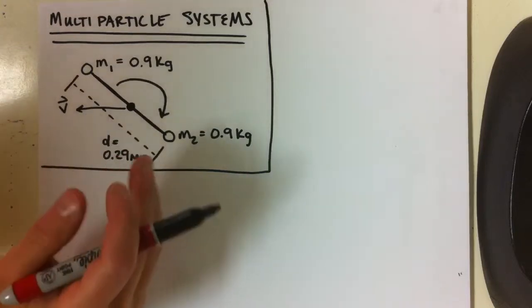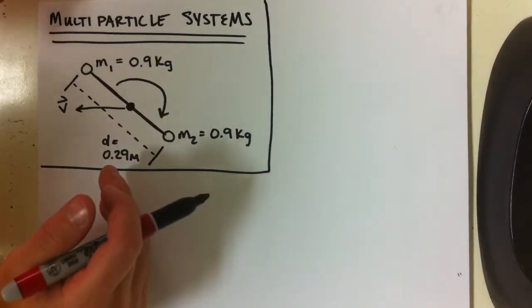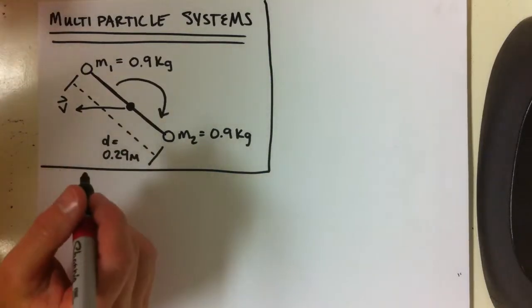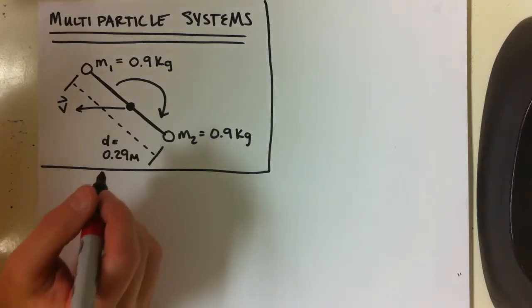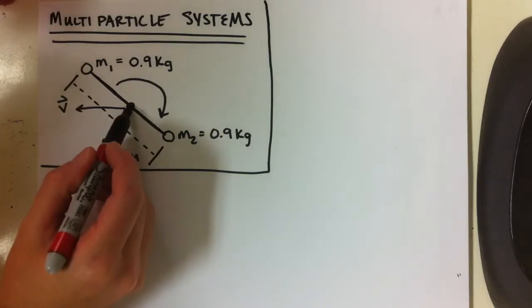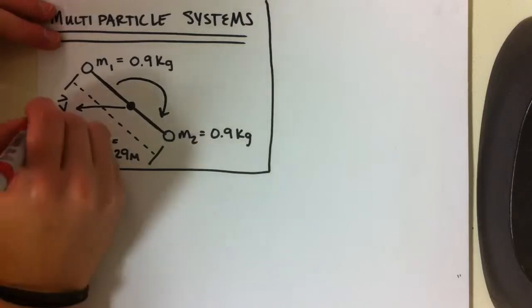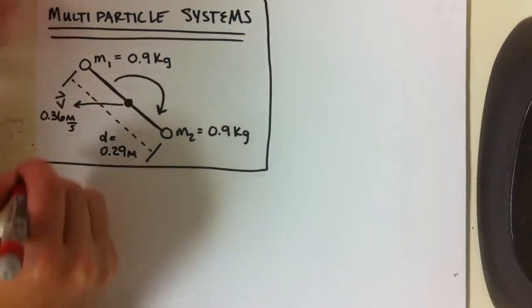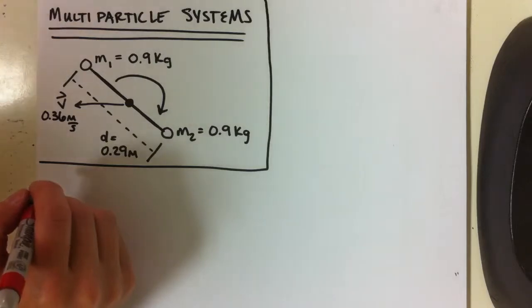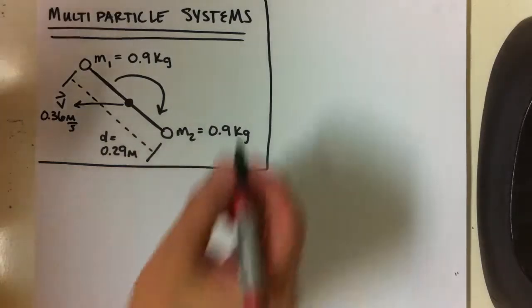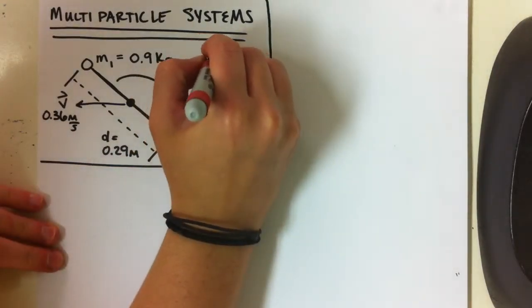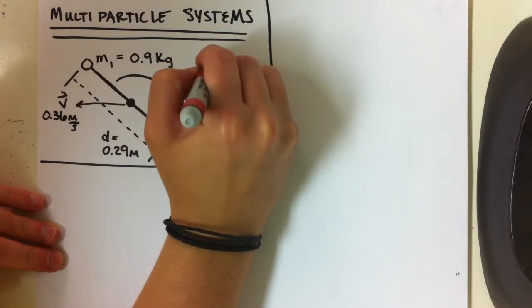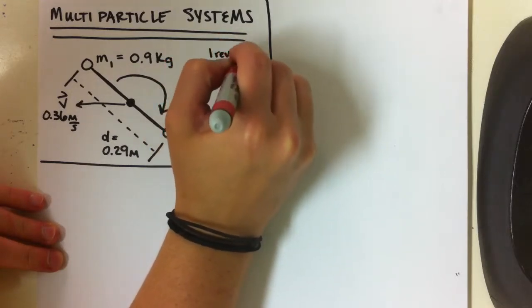The distance between the centers of the balls is 0.29 meters, and the velocity of the center of mass is 0.36 meters per second. And the barbell makes one complete revolution in 5 seconds. So one revolution in 5 seconds.